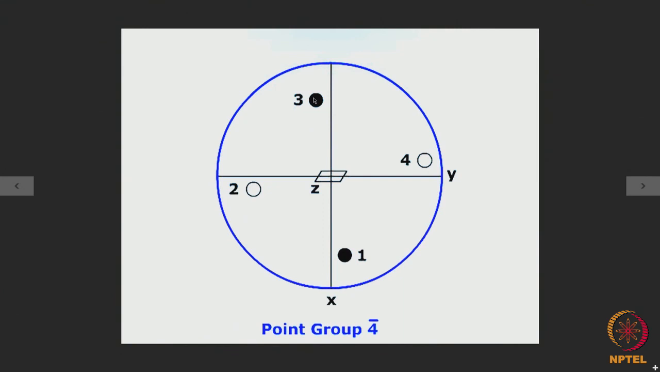And since the next rotation, because 4 rotations are necessary for a fourfold rotor, it should have gone here as a closed circle, then gets inverted to this and becomes an open circle. So you see that here also there are 4 equivalent points, 2 are at one level and 2 are at a different level.